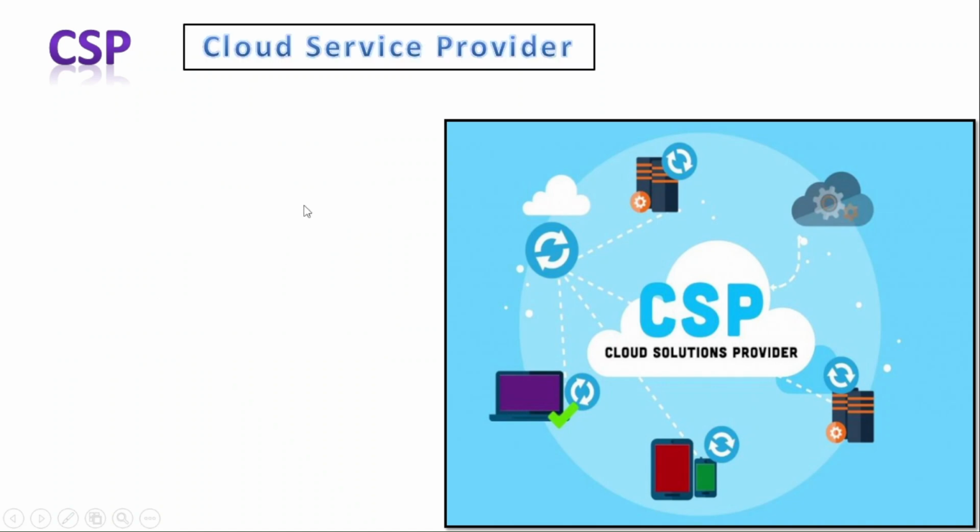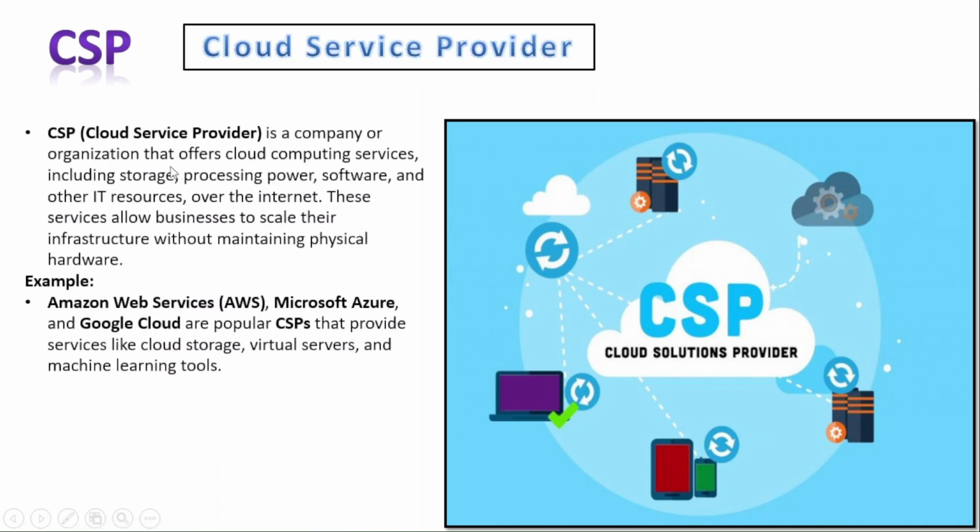CSP, that is Cloud Service Provider. So CSP, Cloud Service Provider, is a company or organization that offers cloud computing services, including storage, processing power, software, and other IT resources over the internet. These services allow businesses to scale their infrastructure without maintaining physical hardware.